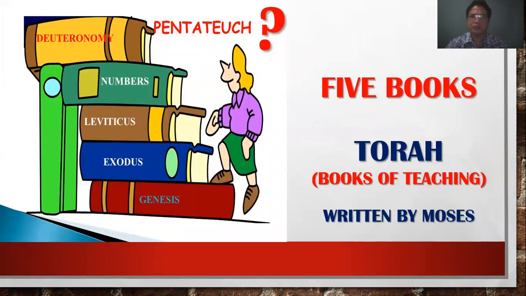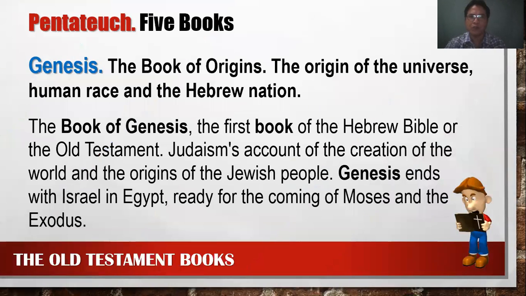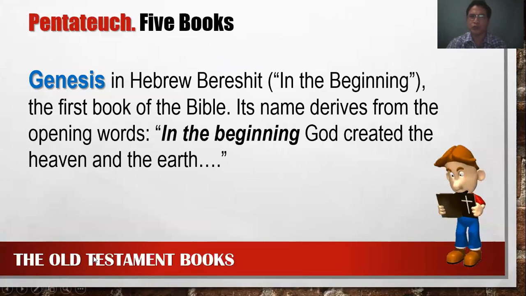So the five books written by Moses, or the Torah, the books of teaching, are also called the Pentateuch. First, the book of Genesis. Genesis is the book of origin: the origin of the universe, the human race, and the Hebrew nation. It is the first book of the Hebrew Bible, or the Old Testament. Genesis ends with Israel in Egypt, ready for the coming of Moses and the Exodus.